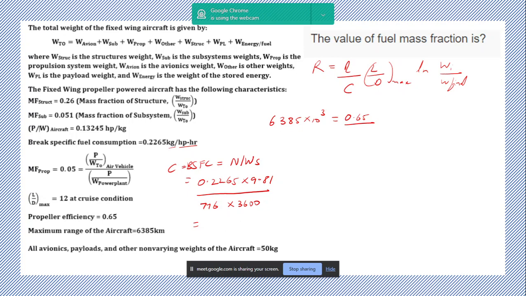This value will be 1.81 divided by 746, which comes to 8.27 into 10 power minus 7. Okay, I substitute that value here. C, L by D max is 12, logarithm of initial weight to final weight. Now when we calculate this, we get the logarithm of initial weight to final weight as 0.7727. Now we take the exponential and then we find this value, which is 1.9685.